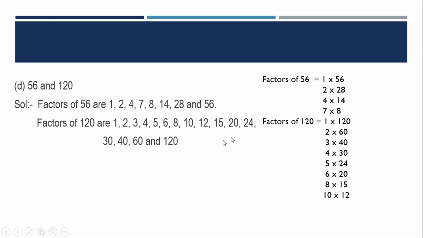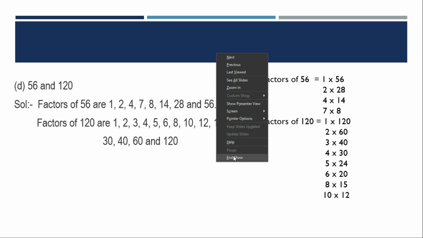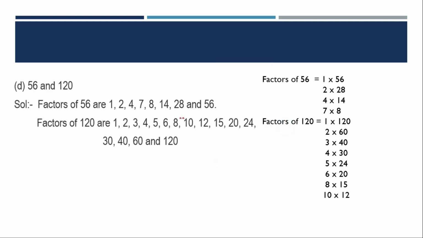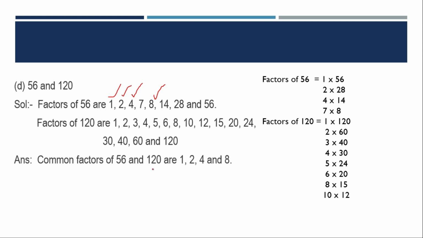Now we must find the common factors. How to find the common factors? Here 1 is common, 2 is common, then 4 is common, next 8, and that's all. So common factors of 56 and 120 are 1, 2, 4 and 8. If you want, you can circle the common numbers and make a note of it.